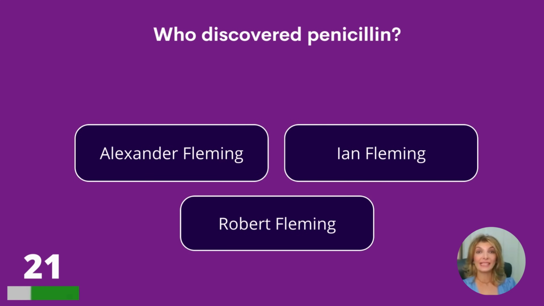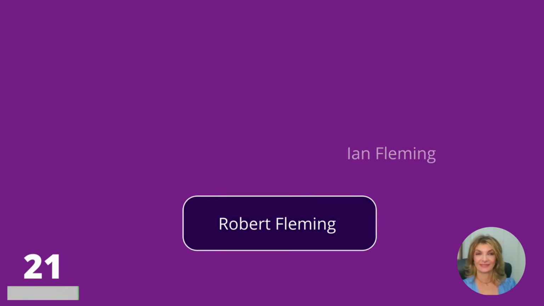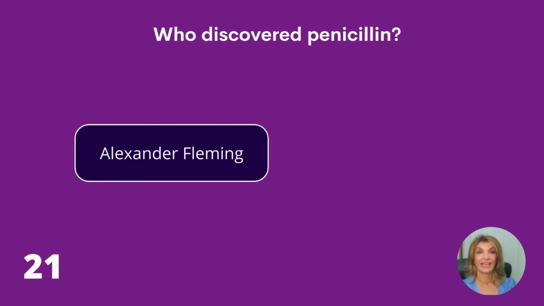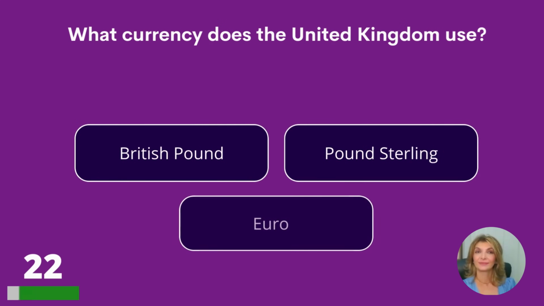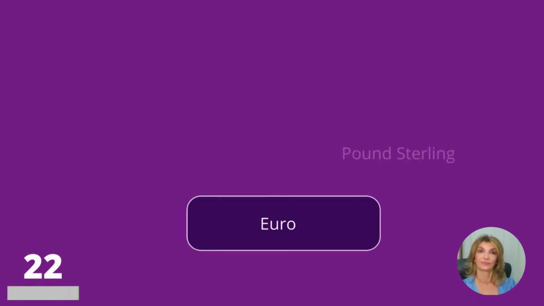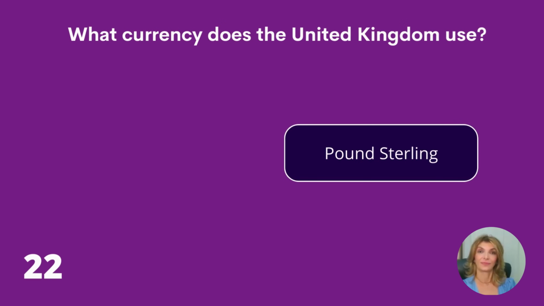Who discovered penicillin? Alexander Fleming, Ian Fleming, or Robert Fleming? Alexander Fleming. What currency does the United Kingdom use? The British pound, pound sterling, or euro? Pound sterling.